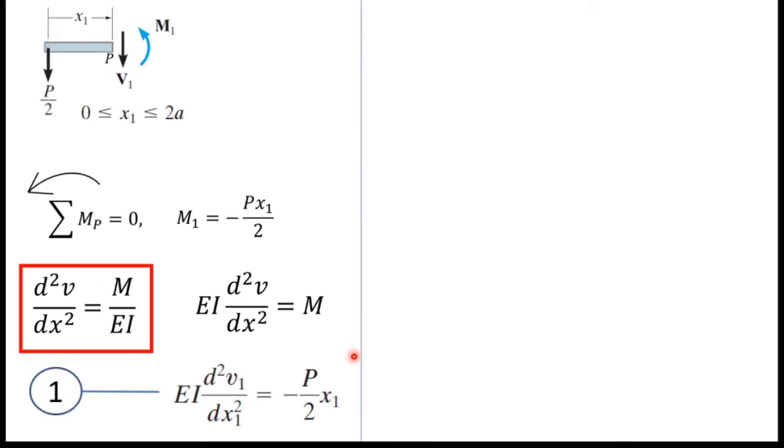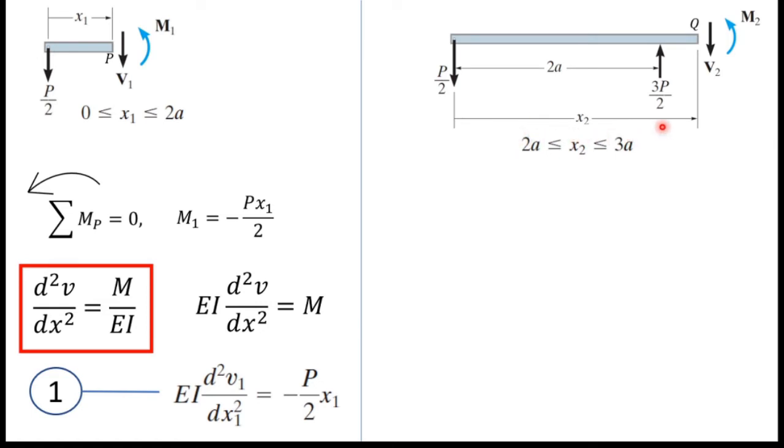Next I will consider the second part, which is the x2 part. You can see at A there is a support reaction, and this is point B. You can see the support reaction of 3P over 2, the support reaction at B, and this is the cut part. The length is marked as x2, V2 is the shear force, and M2 is the bending moment of this part. Here you can see the range, 2a to 3a. The equation I obtained from this part of the beam is valid for this range, 2a to 3a.